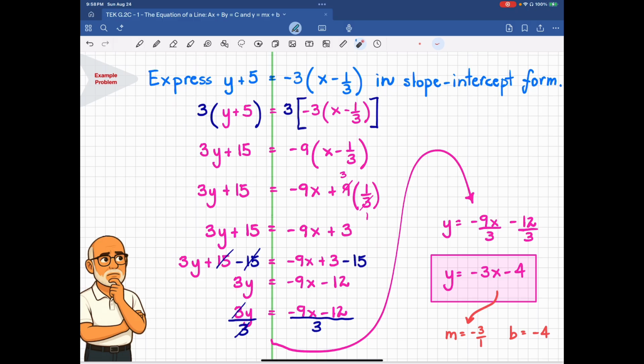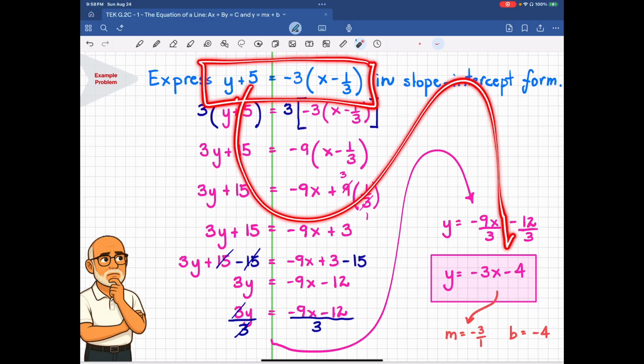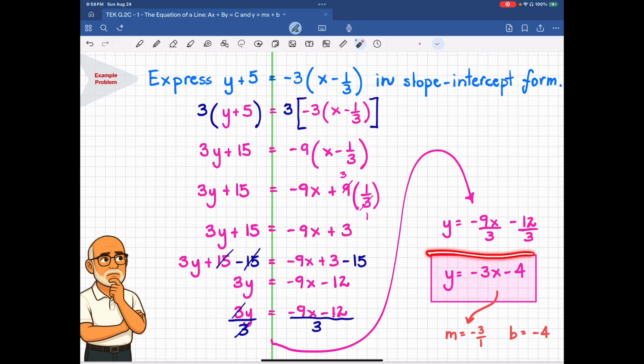This is the equation in slope-intercept form. We took this and we converted it into this. Man, this looks a lot simpler, doesn't it? And just looking at this, you can automatically tell 2 pieces from the get-go. One is the slope is going to be a negative 3, or a negative 3 over 1, and the y-intercept is going to be a negative 4.